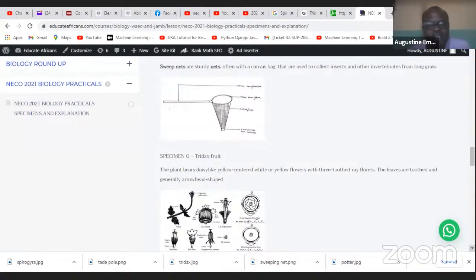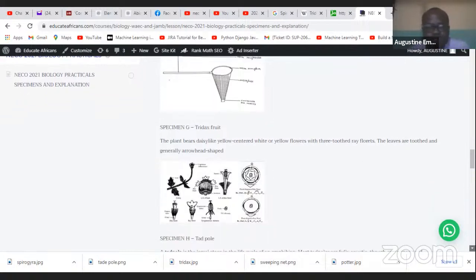Then we'll talk about the Tradescantia fruits. This plant bears daisy-like yellow-centered white or yellow flowers with 3 toothed ray florets. The leaves are toothed and generally arrowhead shaped. Okay, so this is the fruit. So take note of the fruit. That is where you are supposed to be very careful about.